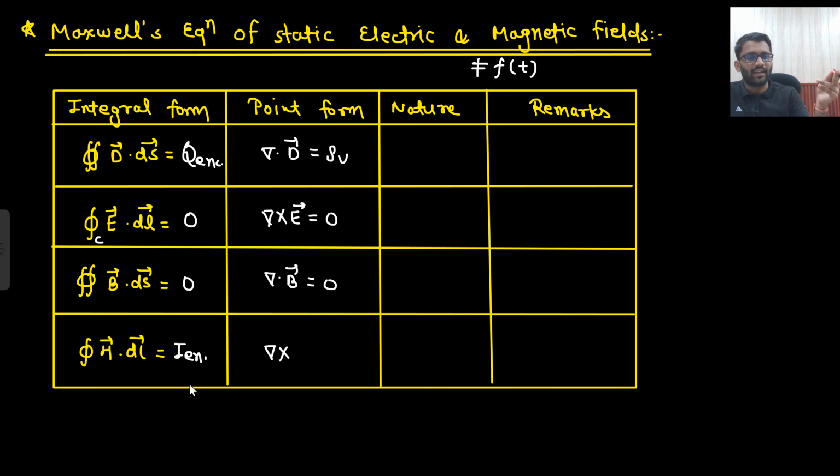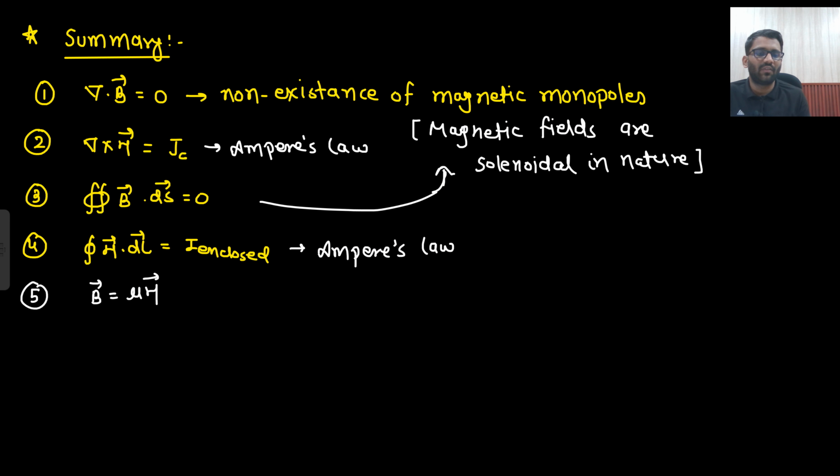Del cross H ds. Now, I in terms of ds, how can I write it? This is your del cross H, right? I in terms of ds is J dot ds. So del cross H is equal to, here I am writing Jc. So Jc is the conduction current density. Here I am removing the word volume.